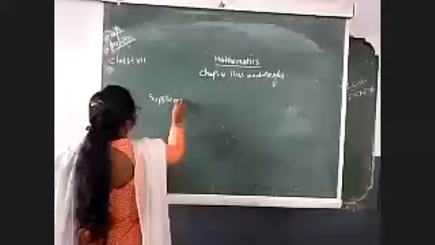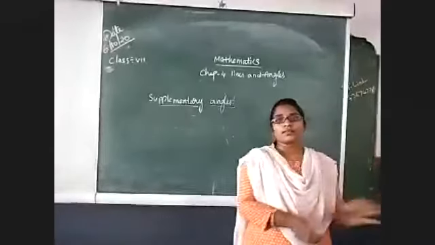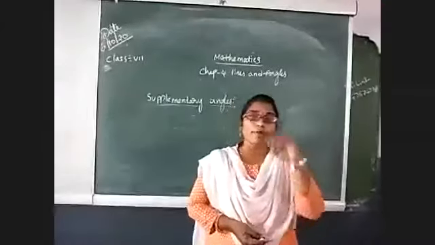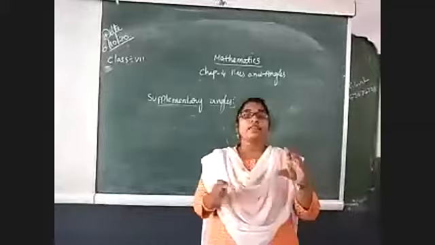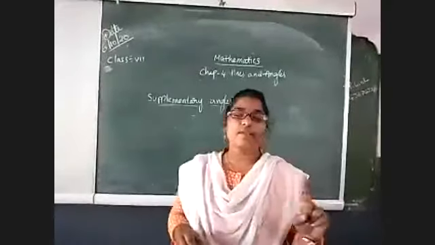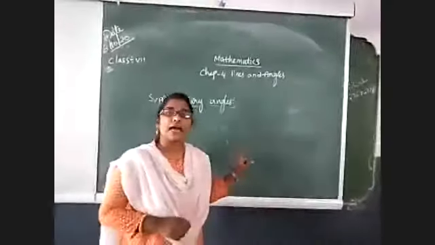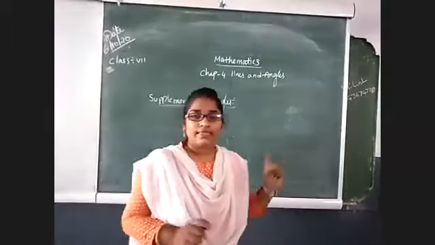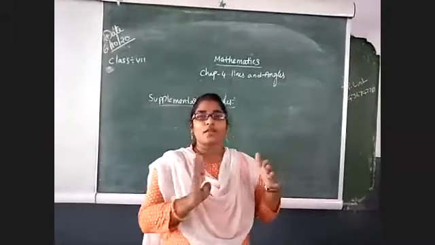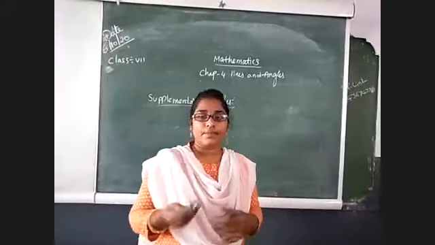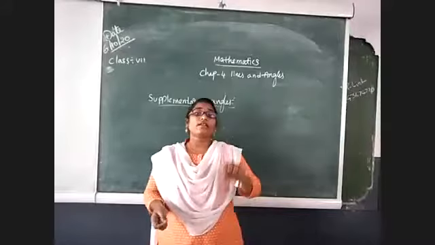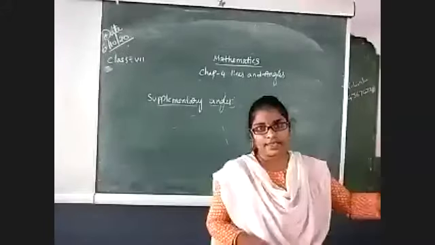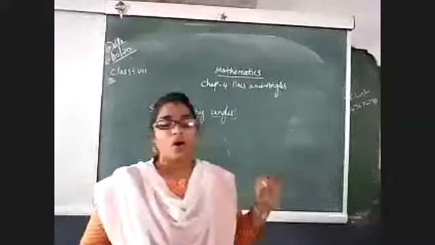Once you recall yesterday's concept, when we add two angles, if the sum is equal to 90 degrees, then we say that the pair of angles are complementary angles, isn't it? For example, 50 plus 40 equals 90. If the result is exactly 90, the sum of two angles is equal to 90, they are complementary angles.